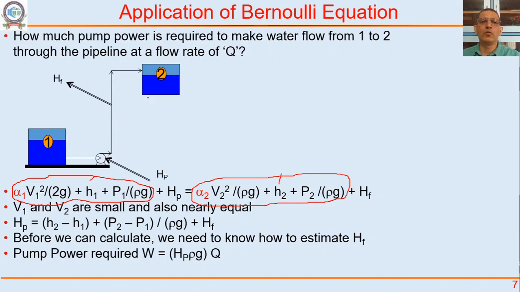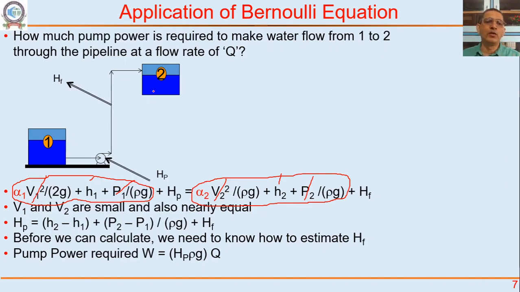Suppose both these tanks are open to atmosphere, then this p1 and p2 will be the same. They will just cancel out. Let's say tanks are of the same size, then v1 square by 2g, v2 square by 2g will cancel out. That means the energy associated with the fluid at location 2 is more than the energy associated with location 1. So this fluid will try to in fact go from 2 to 1. But that's not what we want. What we want is to take fluid from location 1 to location 2.